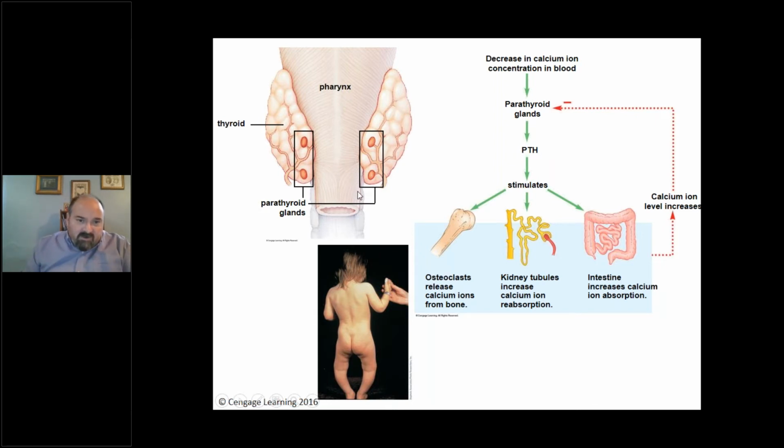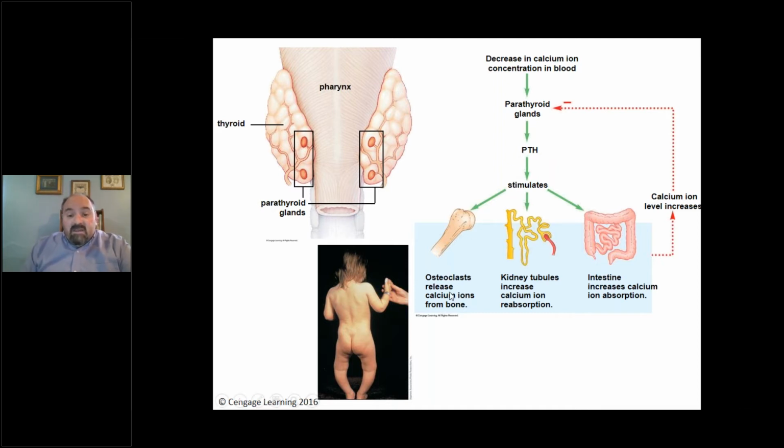And so you're looking at the posterior aspect, and you're seeing these four glands, the parathyroid glands, and you're seeing here a child because there are issues as far as calcium levels. You see the bowing of the legs here, okay? Right, you see the deformity that's going on in the legs. That can really affect how the patient walks, and so that's a major issue here.